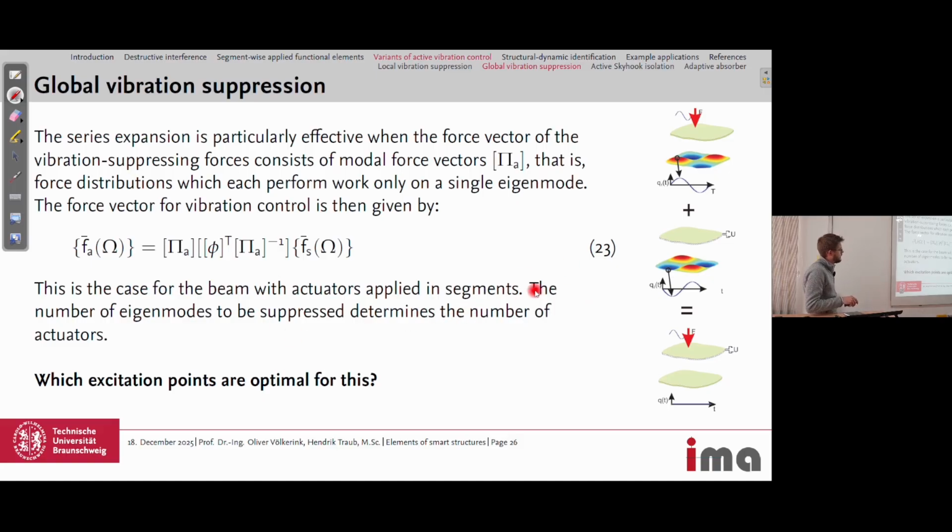And with this, we can also say that the number of eigenmodes we want to suppress determines the number of actuators we need for this global vibration suppression. If we want to suppress the first 3 eigenmodes, we need 3 actuators. Now, an open question still is which excitation points to use for the actuator. So where do we place them on the structure?